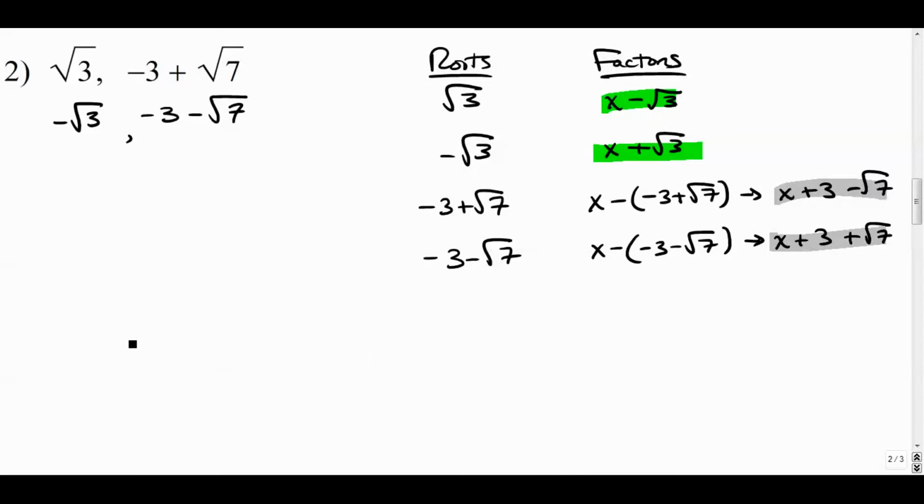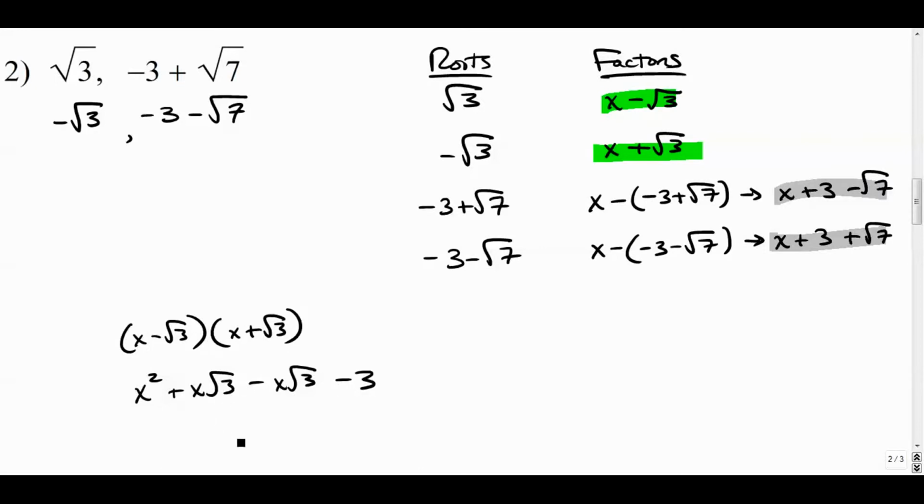So now let's multiply our factors. X minus root 3, x plus root 3. Multiply these two together. We're going to FOIL. First times first. Outside, inside, and last. Negative square root of 3 times positive square root of 3 is just negative 3. The middle terms cancel out, so we're left with x squared minus 3.